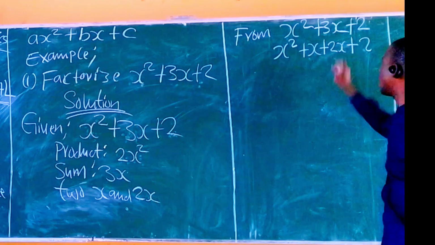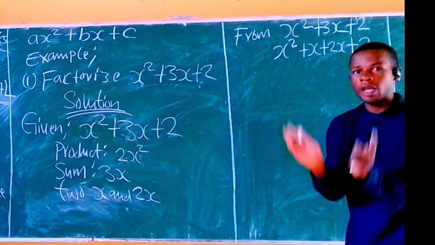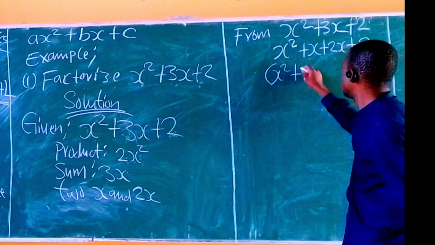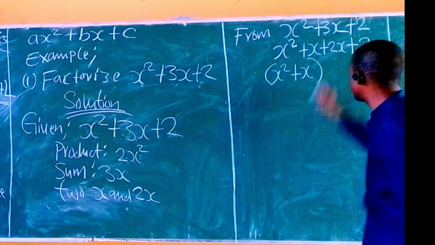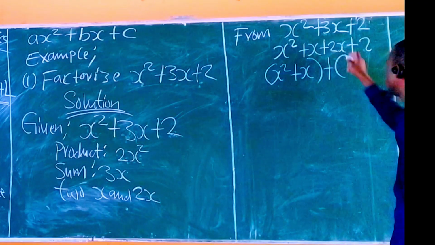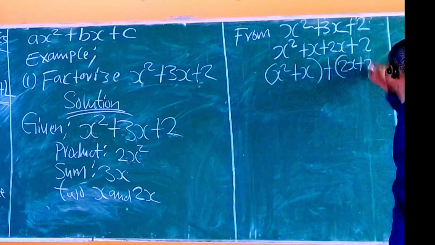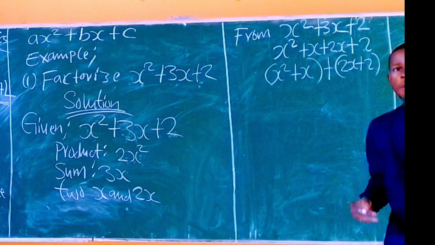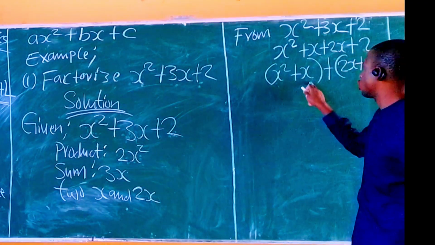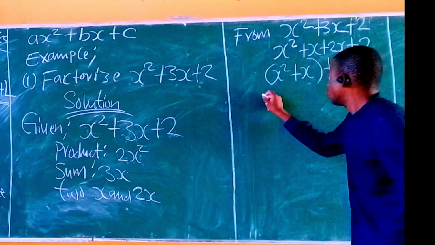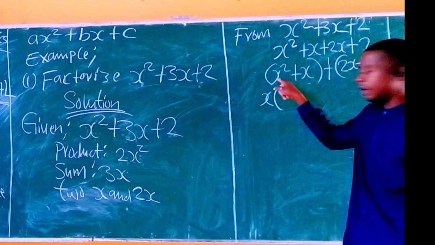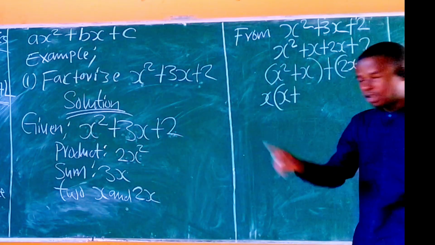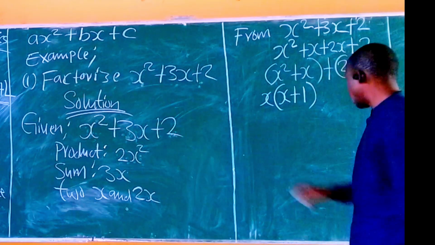Now, since we have gotten this, try to factor them in groups. We will have bracket x squared plus x, close the bracket, plus bracket open 2x plus 2, close the bracket. Now our major aim is to factor out what is common. You know that x is common here and x is common here, so I factor out x. I bring that x outside. This will be left with x, plus, since I removed x here, it's going to remain 1. I close the bracket again.